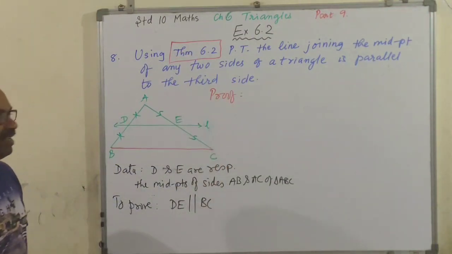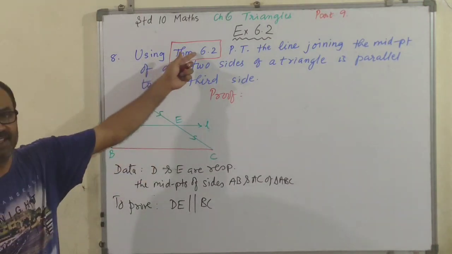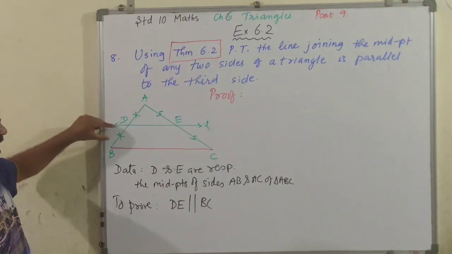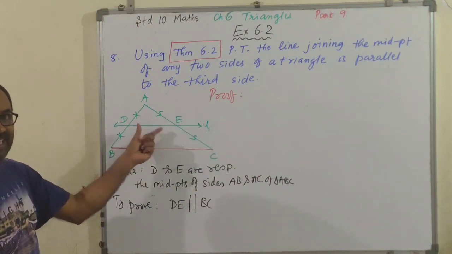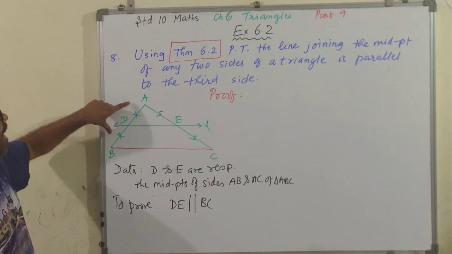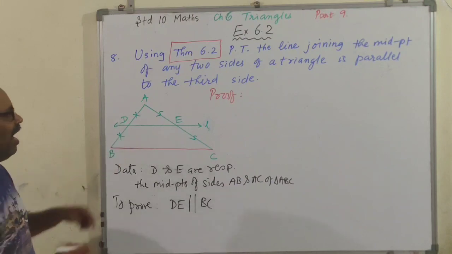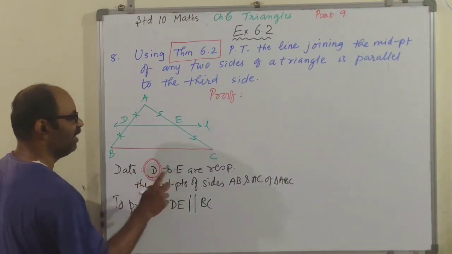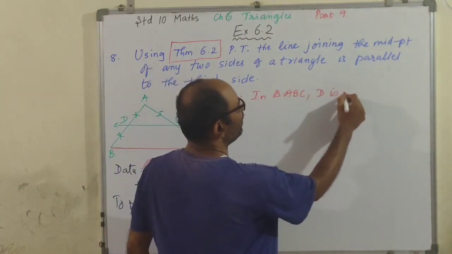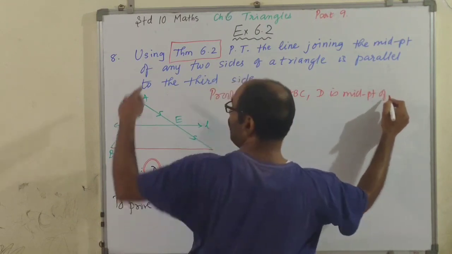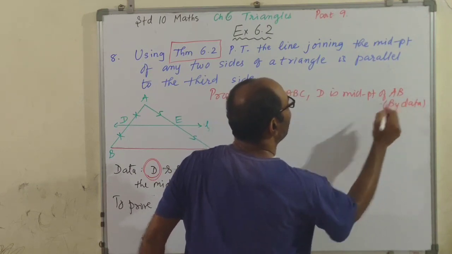Proof. Children, when can you say DE is parallel to BC? Theorem 6.2: if AD upon BD is equal to AE upon CE, that is, if this line DE divides AB and AC in equal ratio. We have to show that, but what do we have in the data? First, in triangle ABC, D is the midpoint of AB. This is by data.